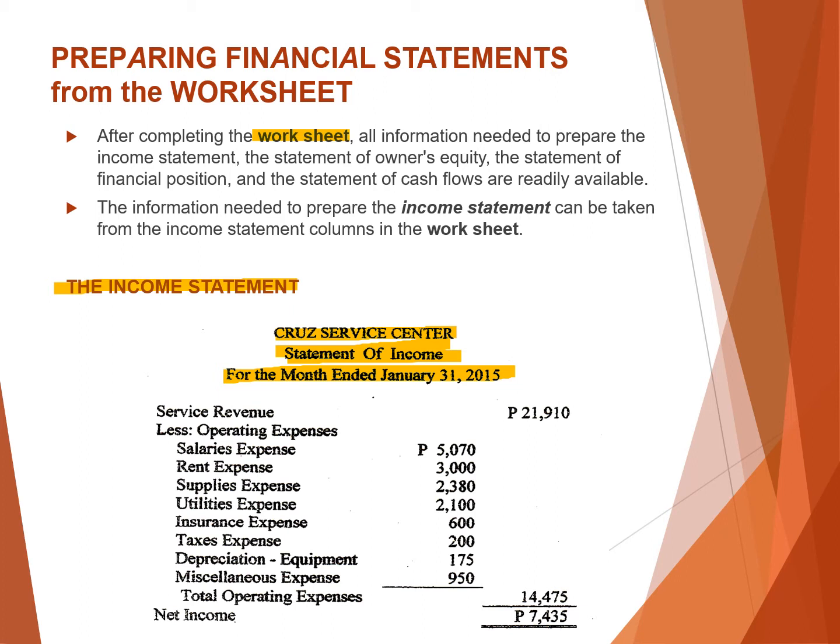So here is the format. You need to put first the revenue and then less operating expenses. And then you have to list all the expenses here, total the expenses. So yan, the total operating expenses. And then you have to subtract the total expenses from the service revenue to get the net income. Itong net income na to, ito yung difference dun sa debit and credit ng income statement at saka balance sheet, as you can recall.